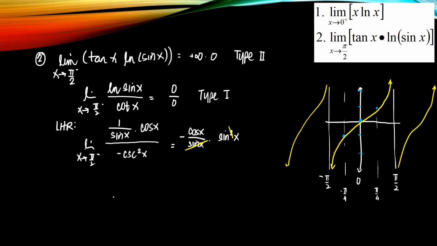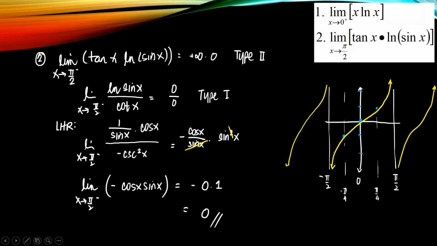So that means I am actually evaluating negative cosine x sine x. So from this ugly term, it can be simplified into this. Okay, so let's do this. Cosine of 90 is 0. Sine of 90 is 1. So the answer is 0. Okay. Yeah, guys, infinity times infinity is still infinity, okay? Take note of that. Infinity times infinity is infinity. All right? 0 times 0 is 0.